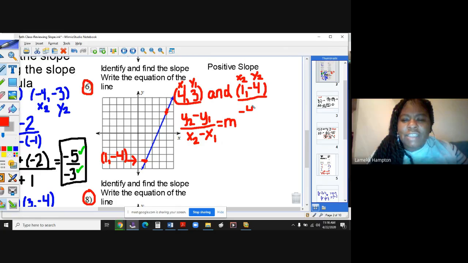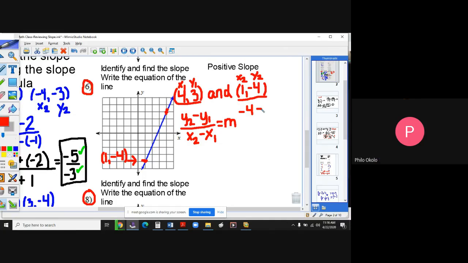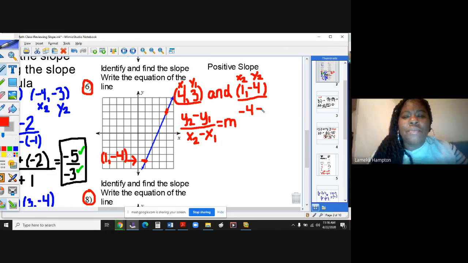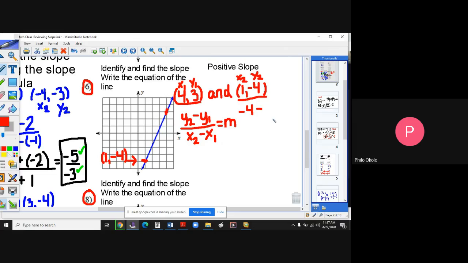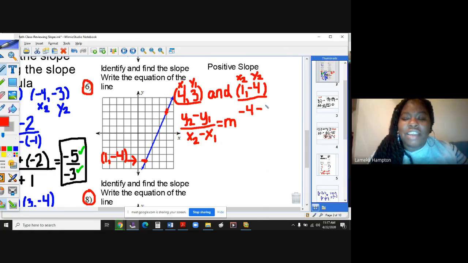-4, and that's minus what? So -4, so I have y2 minus y1. So what number represents y1? 3. Yeah, 3, negative. I mean, I'm not negative 3. I was going to say negative 3. But yes, so we have y2, which is negative 4, minus y1, which is 3.